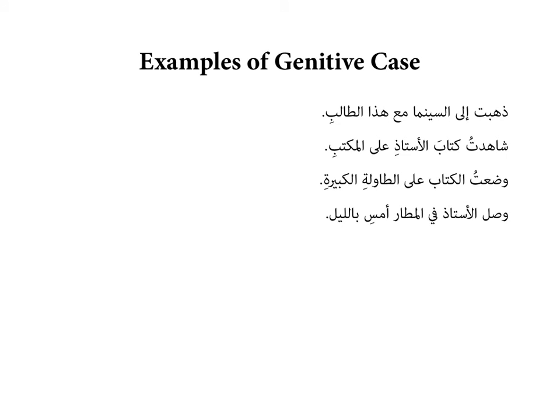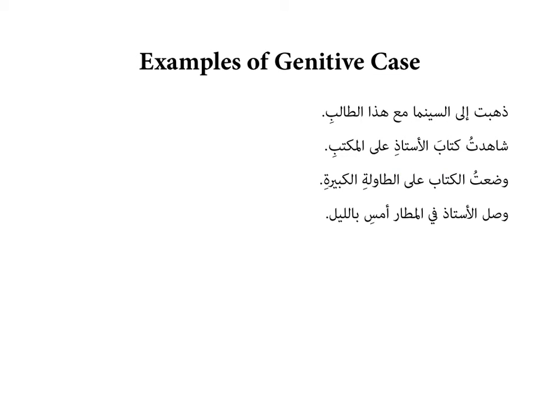So, for examples of the genitive case, we start with a prepositional phrase, ذهبت إلى السينما مع هذا الطالب. مع is a preposition, so talib becomes genitive. The next one is an idafa. I saw the professor's book, the book of the professor. So the book is the object of the verb. It's marked accusative, but the professor is second term of idafa, so it's marked genitive. So shahadtu kitaba al-ustadi al-maktabi.